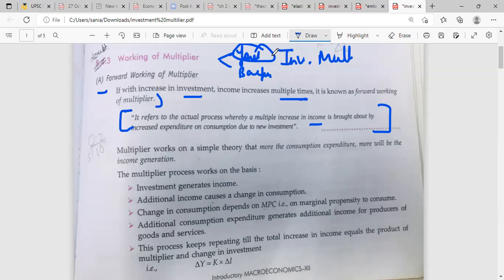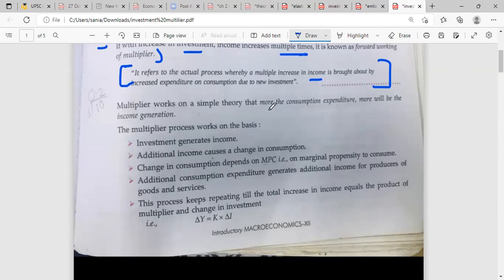Yes, ma'am. So forward means that because of investment, for example, earlier you made 10 investment, now 20, 30, because of this your income is increasing multiple times. So it is forward working multiplier. Now the multiplier works on the simple theory that the more the consumption expenditure, the more will be the income generation. This is the base. So the more you spend on consumption, the more will be your income generation.